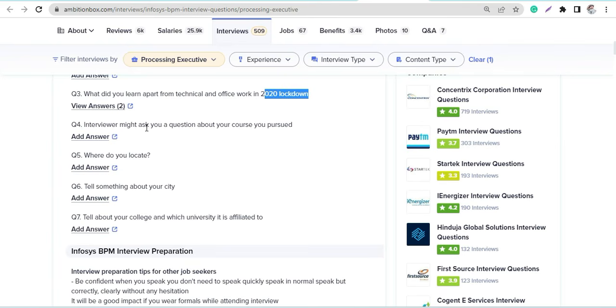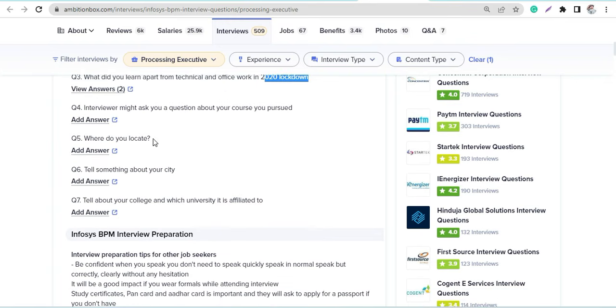Next, the interviewer might ask you questions about the courses you have pursued, or the certifications you have appeared for or have in your resume. So you should be very well versed with your courses, what you have done, and any projects if you have done them. You should be very informative about that particular project or certification. They might ask you how it is going to help you. So again, you have to prepare yourself.